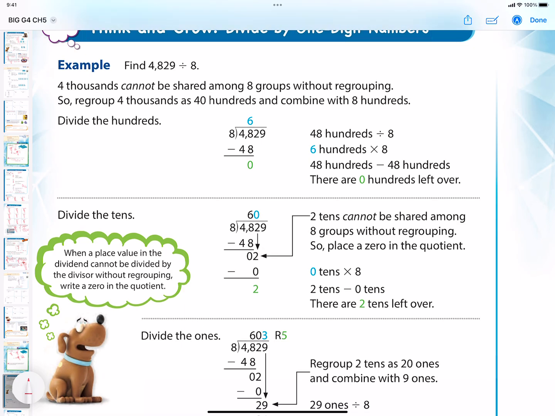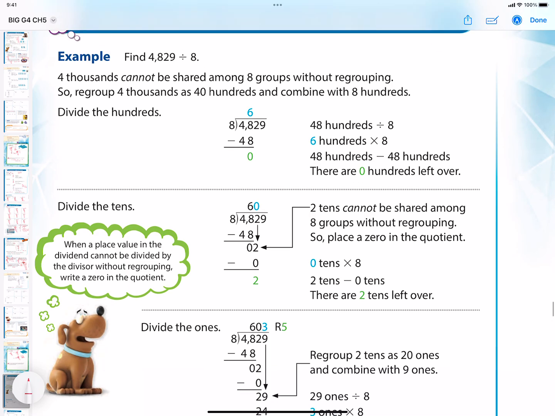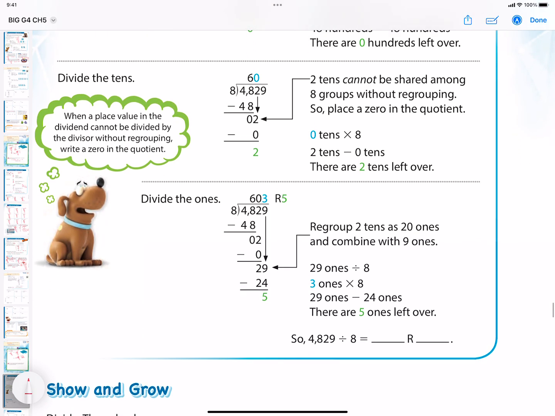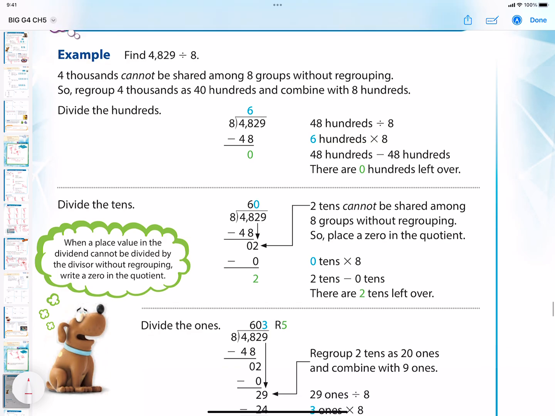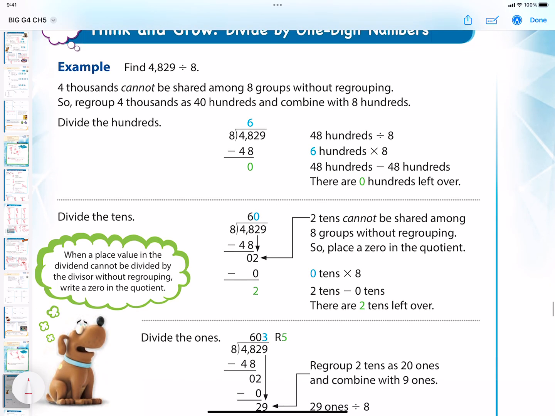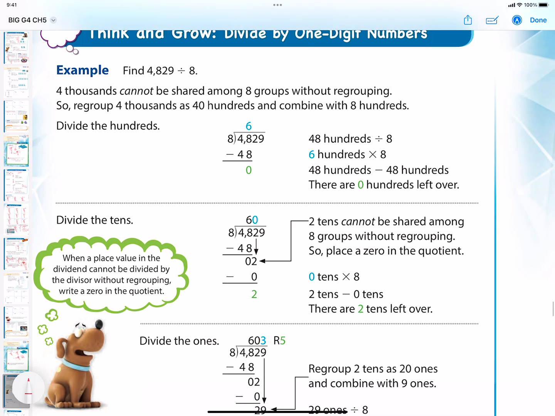Now an example: 4,829 divided by 8. You can read everything, but this is the same process that we've done. Compare this first digit. 8 cannot fit into 4. That means you need to work with these 2 digits, 48. And we found 8 times 6 is 48 and nothing left.